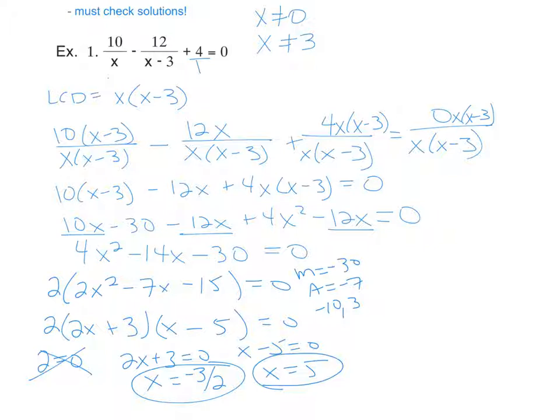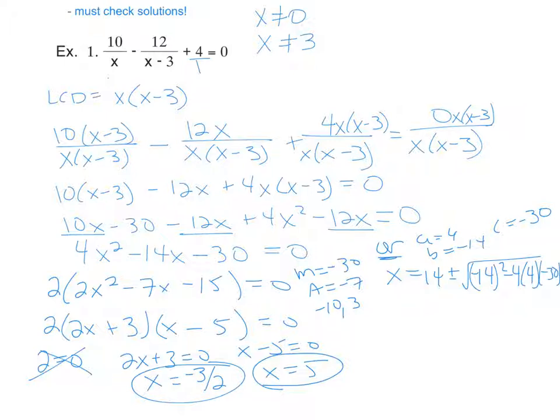Now, let me just show you, if I use the quadratic formula, at this point I'm going to have x equals, my a equals 4, my b equals negative 14, and my c equals negative 30. So I'm going to have 14 plus or minus the square root of negative 14 squared minus 4 times 4 times negative 30, all over 2 times 4.